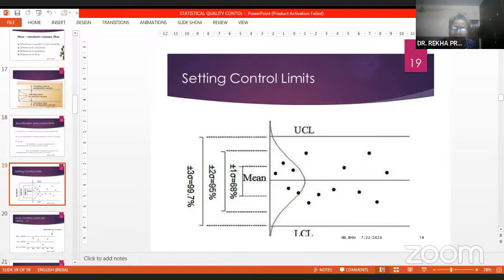This is taken as less than the mean, and this is taken as more than the mean. So this is known as the upper control limit, and this is known as the lower control limit. If whatever you are manufacturing, the sample tells you the value lies between these two limits, then you say it is under control.